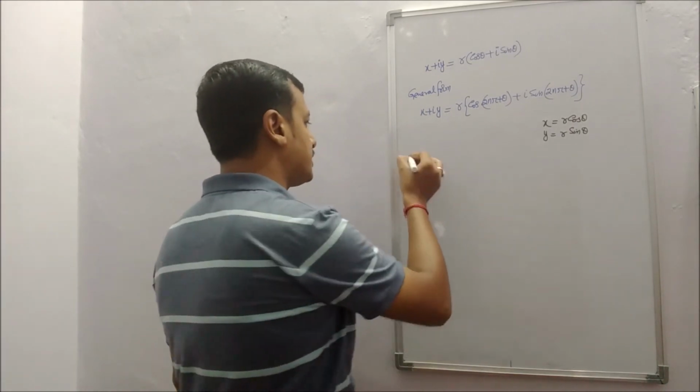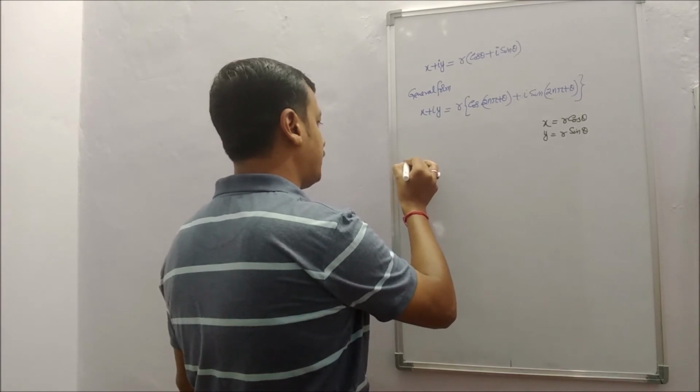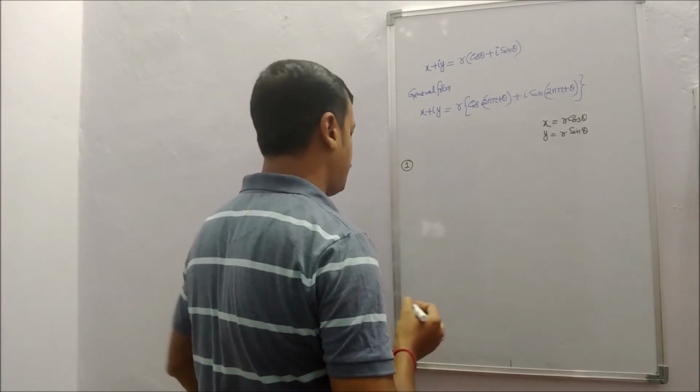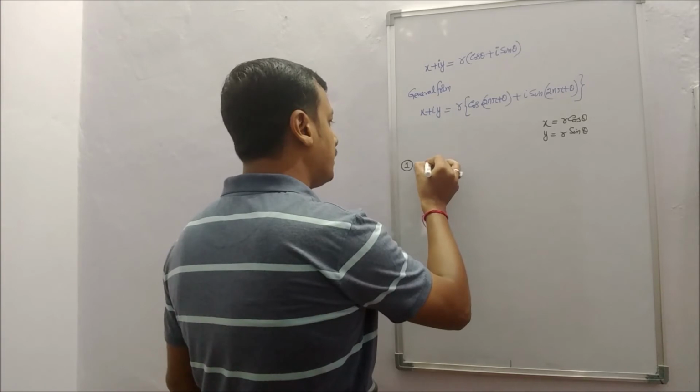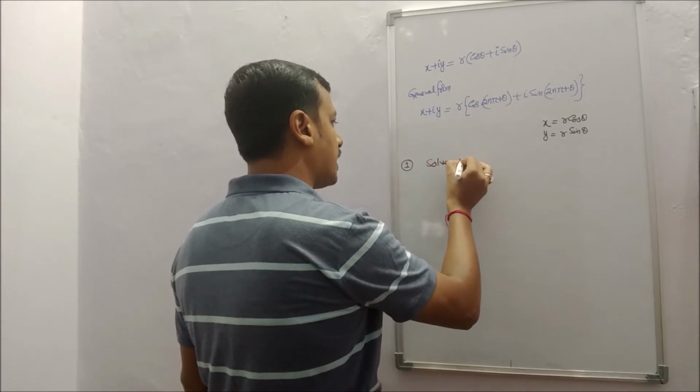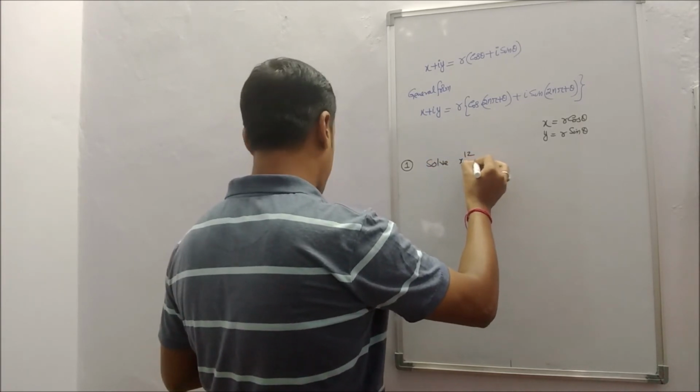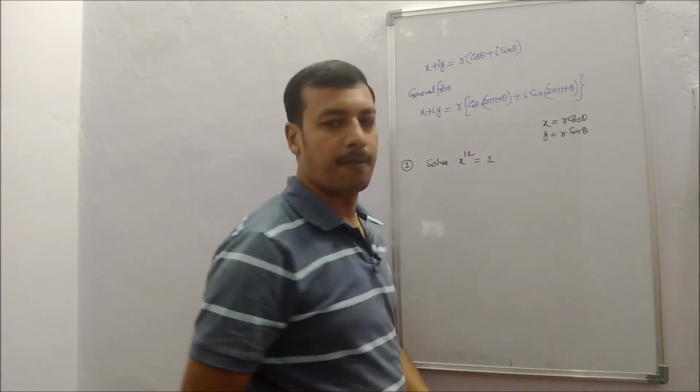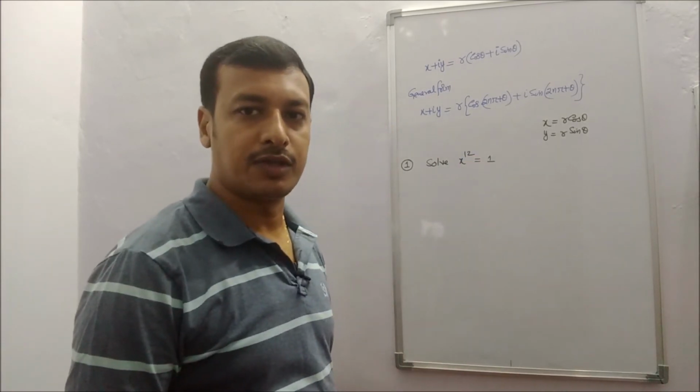So the next problem, number 1. In this series of problems, solve x to the power 12 is equal to 1.